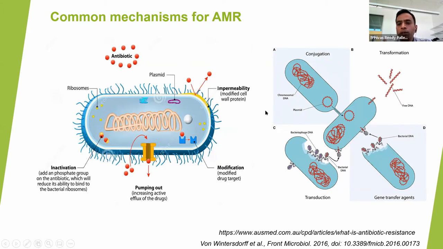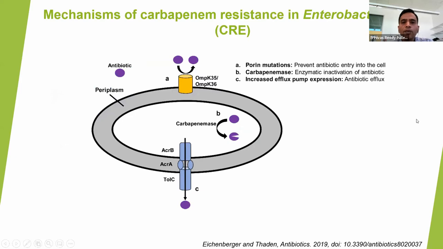Sometimes the development of resistance is mainly through gaining genetic material from the environment. For example, small plasmids that have the resistance gene are usually shared between the bacteria. So in this way, the bacteria develops resistance, propagates, survives in that environment and then colonizes.